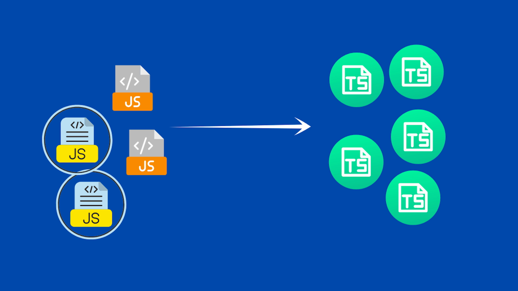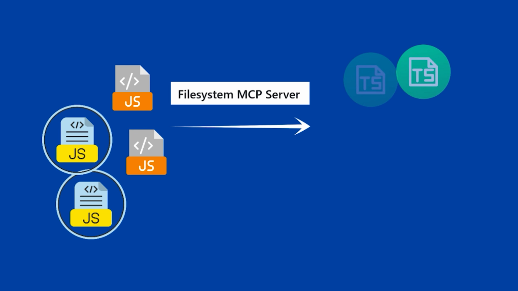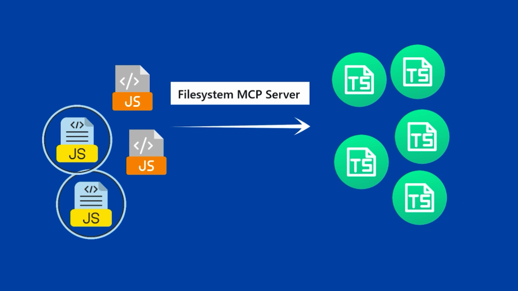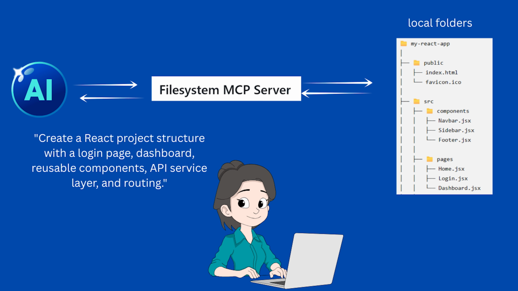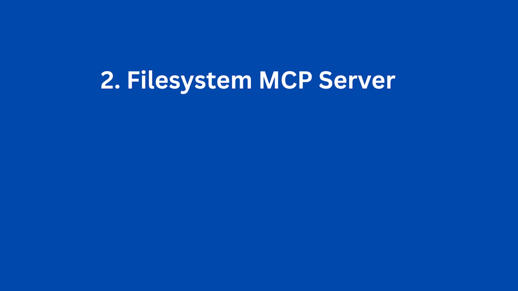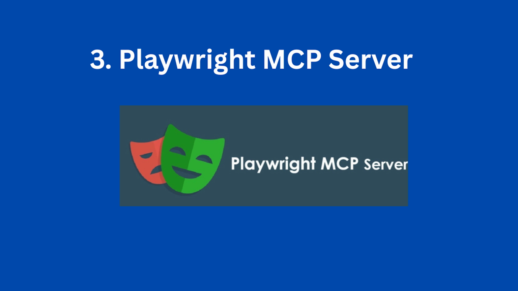The biggest advantage of the Filesystem MCP Server is that it eliminates repetitive file management tasks. Instead of spending time creating folders, editing files, or performing large-scale refactoring manually, you can focus on building features while your AI handles the project structure and routine updates. For developers working on medium or large code bases, the Filesystem MCP Server can save hours of manual work and significantly improve productivity. Coming in at number 3 is the Playwright MCP Server.